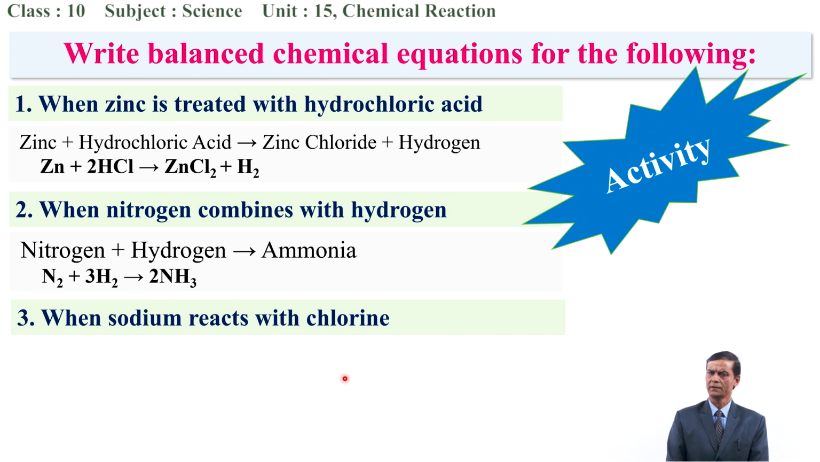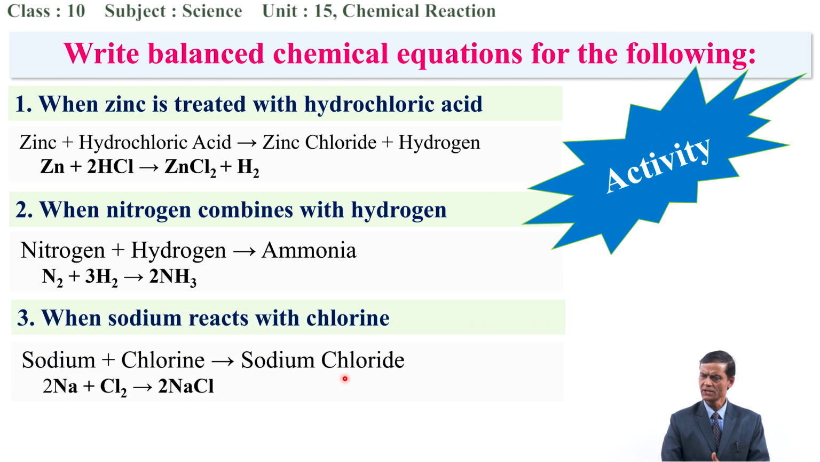Similarly, third reaction, we have to write chemical equation like this. When sodium reacts with chlorine, what happens? Sodium plus chlorine, the product is sodium chloride. So sodium is denoted by Na, chlorine is denoted by Cl2, and the sodium chloride correct formula is NaCl. So how to balance it? We have to balance like this. Look at it. 2Na plus Cl2 gives 2NaCl.